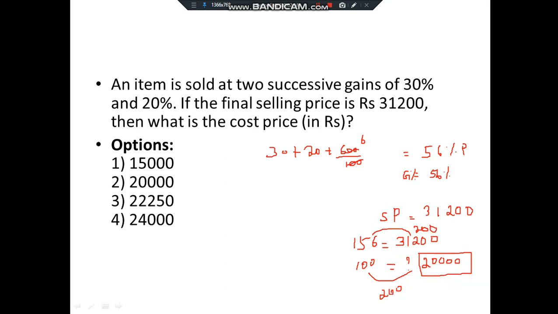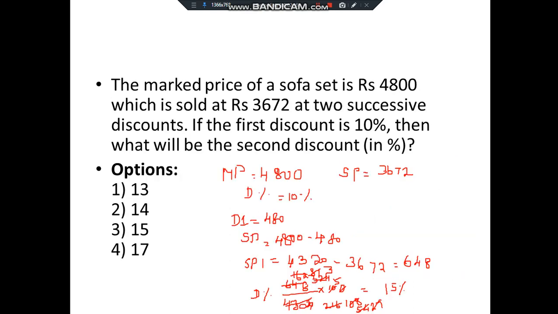Okay. Next question. The mark price of a sofa set is rupees 4,800, which is sold at rupees 3,672 at two successive discounts. If the first discount is 10%, then what will be the second discount? So market price is given, selling price is given, and one discount percentage is 10%. In this type of question, first find 10% of market price, which is 480. So selling price would be mark price minus discount, which is 4,800 minus 480. So your selling price is 4,320.